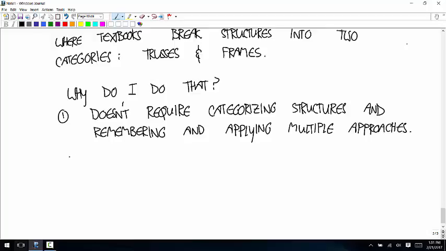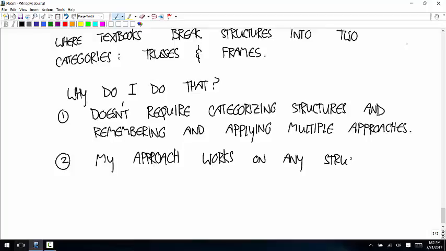Second, and this might be an even bigger one, there are a lot of structures that don't fit into either of these two categories. So the approach that we're going to deal with works on everything. It works on any structure, even ones that aren't trusses or frames.